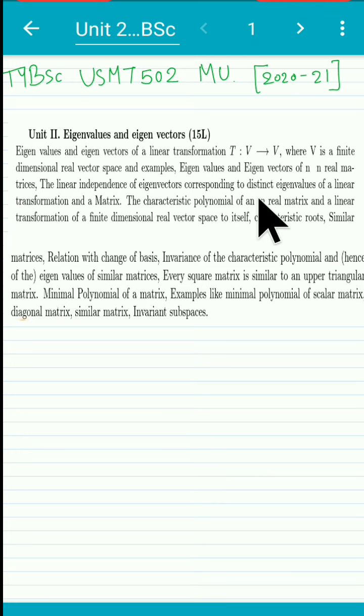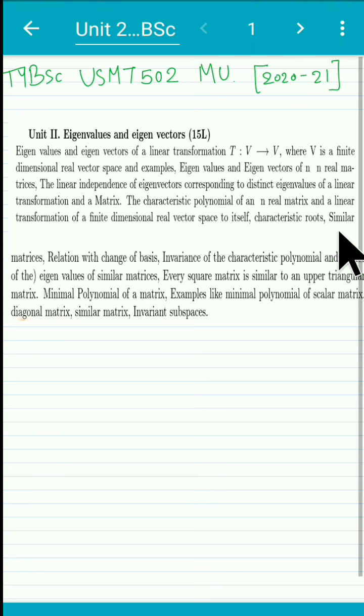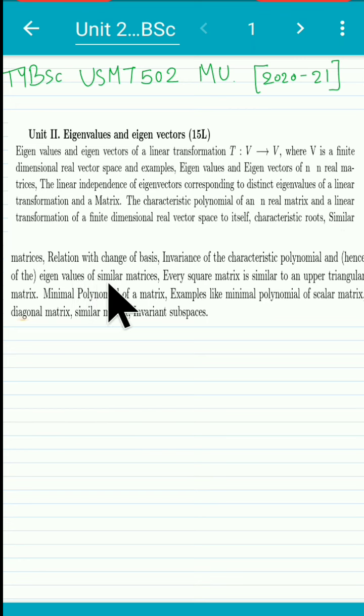Then eigenvalues and eigenvectors for n cross n matrices, linearly independent eigenvectors, characteristic polynomial for n cross n real matrices, the finite dimensional vector space to itself, characteristic roots, similar matrices, relation with the change of basis, invariance of the characteristic polynomial and hence the eigenvalues of similar matrices. Every square matrix is similar to an upper triangular matrix. Minimal polynomial of a matrix, examples of the minimal polynomial of scalar, diagonal, and similar matrices, and invariant subspaces. So this is nothing but your portion for unit 2.